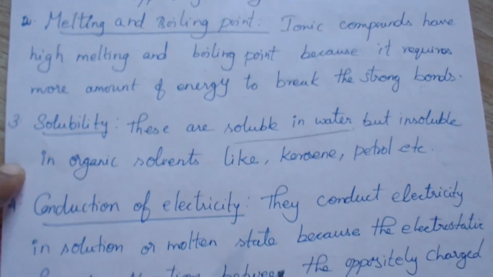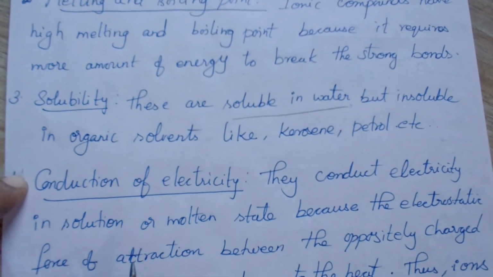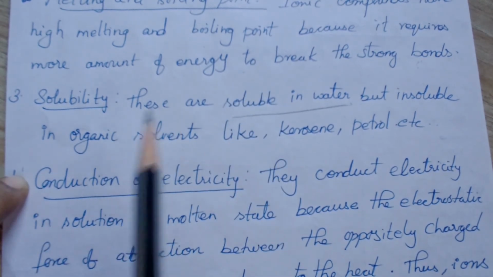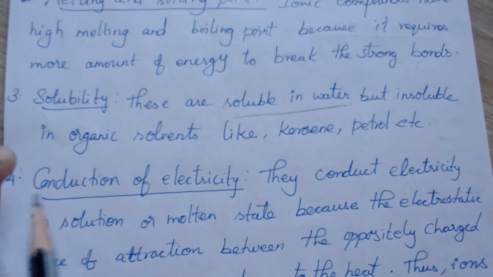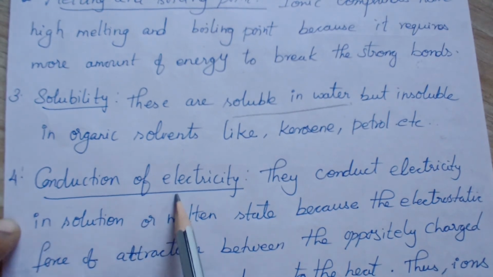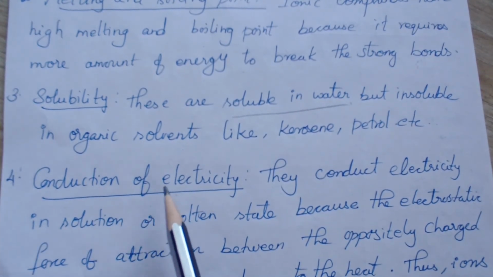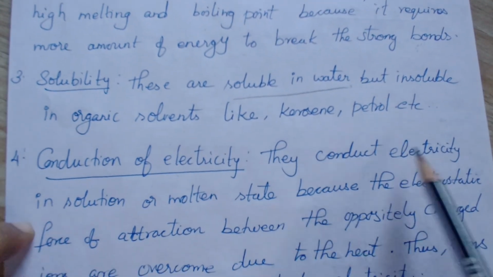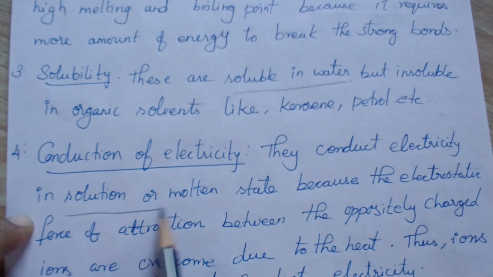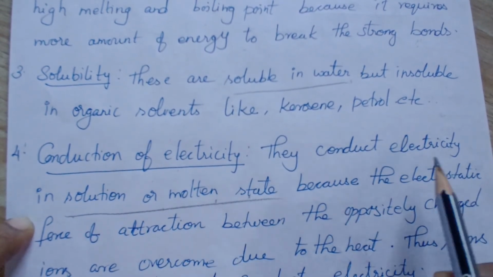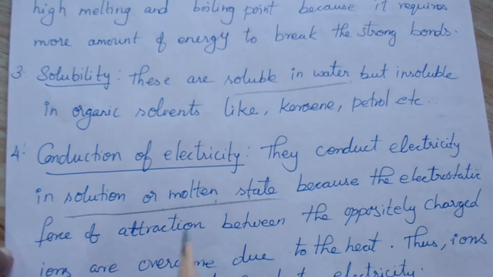Next, conduction of electricity. We discussed that the physical nature is solid and hard. In solids, electrons will not flow. Only when charge flows will it conduct electricity. So in the solid state, ionic compounds do not conduct electricity, but they conduct electricity in solution and molten state, because the flow of charge is possible in the solution or molten state.